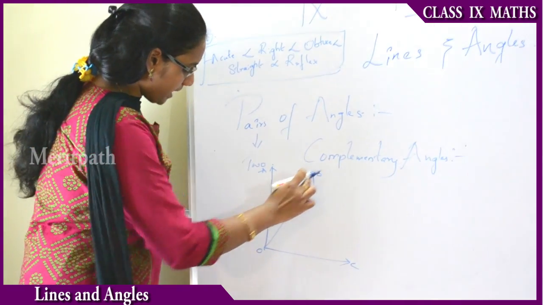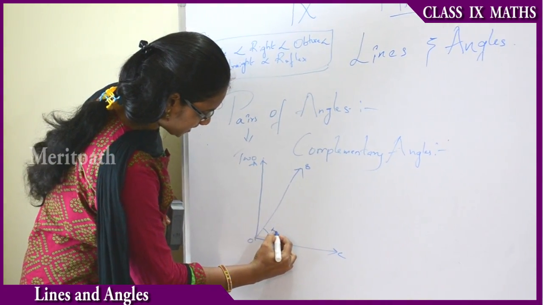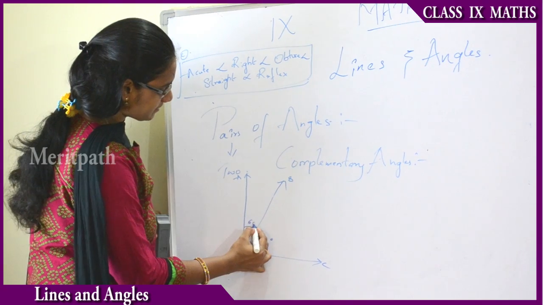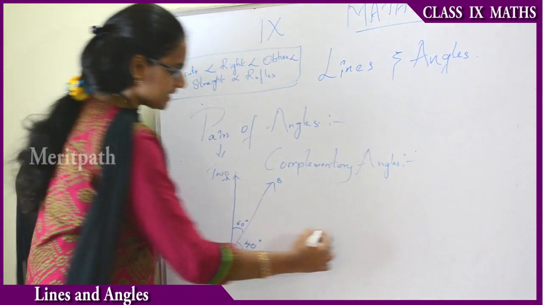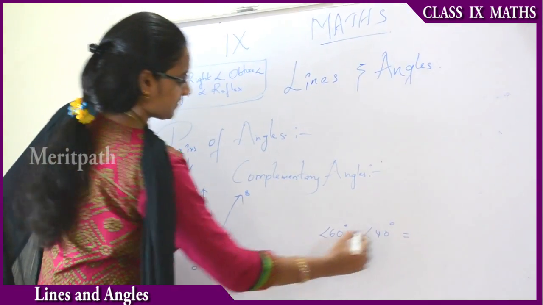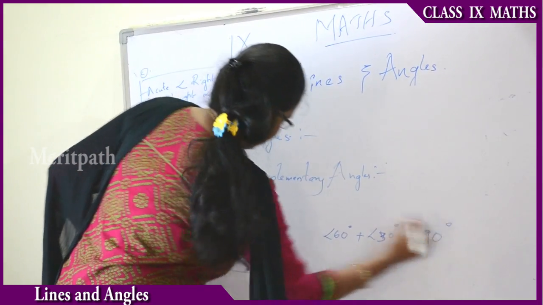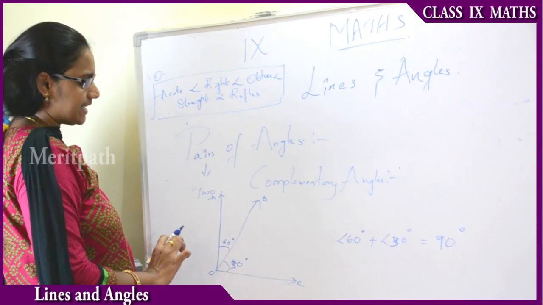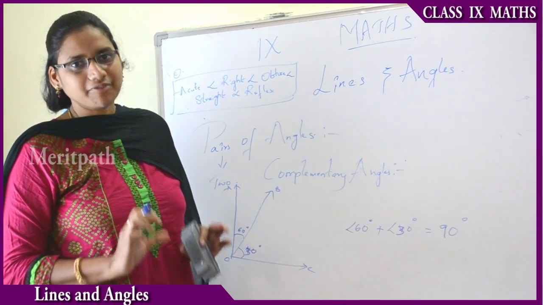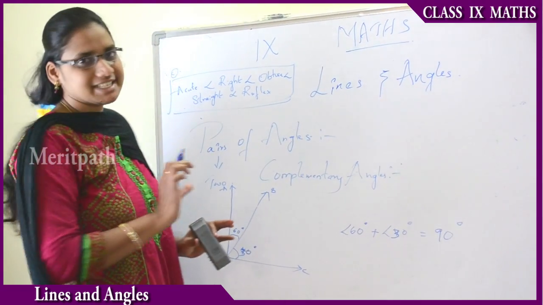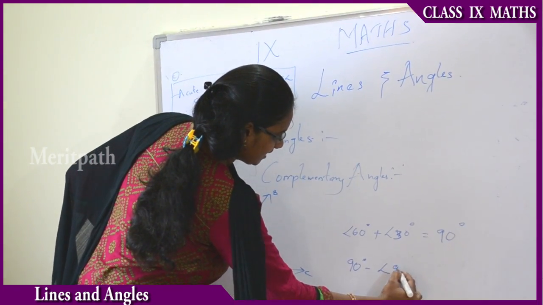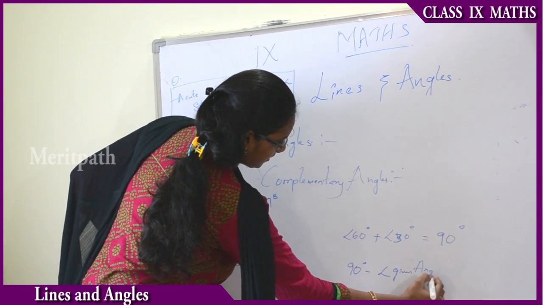When angle BOC is 40 degrees and angle AOB is 60 degrees, they form a complementary pair of angles, that is, angle 60 plus angle 40 equals 90 degrees. Whenever we want to find the complementary angle of any angle, we do only one thing: 90 degrees minus the given angle will give us the complementary angle for the given angle.